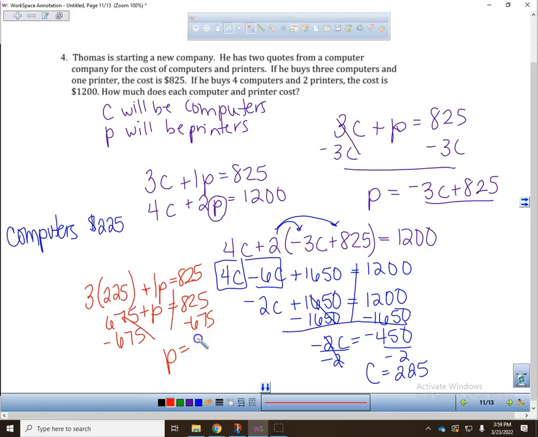It's going to be 150. So printers are $150. So we've got computers are $225, printers are $150.